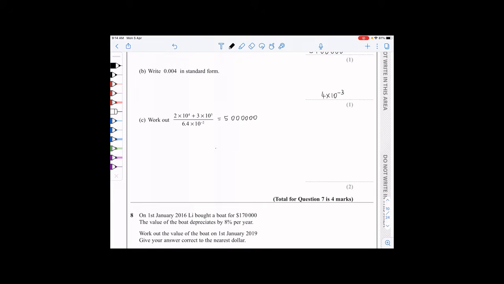So this is just 5 times 10 to the 6, or it's okay to leave it like that because you haven't been asked to give your answer in a particular form. So it could be an ordinary number or standard form.